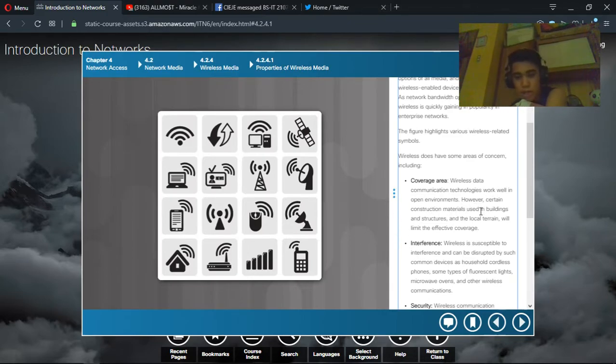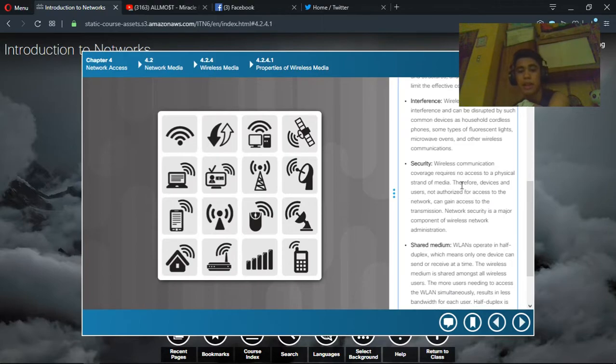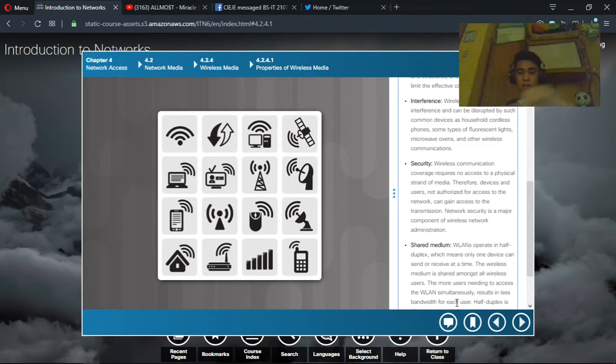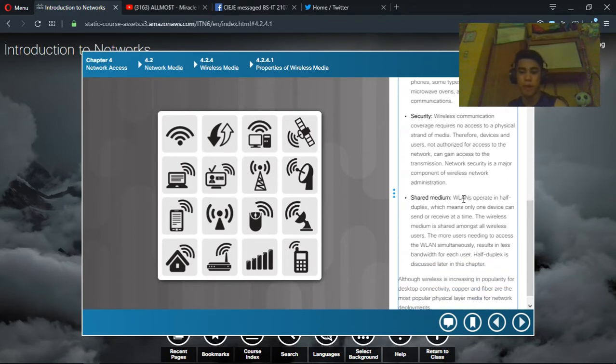Then interference. Wireless is susceptible to interference and can be disrupted by such common devices as household cordless phones, some types of fluorescent lights, and microwave ovens. Security: wireless communication coverage requires no access to a physical strand of media. Therefore, devices and users not authorized for access to the network can gain access to the transmission. Shared medium: WLANs operate in half duplex, which means only one device can send or receive at a time.